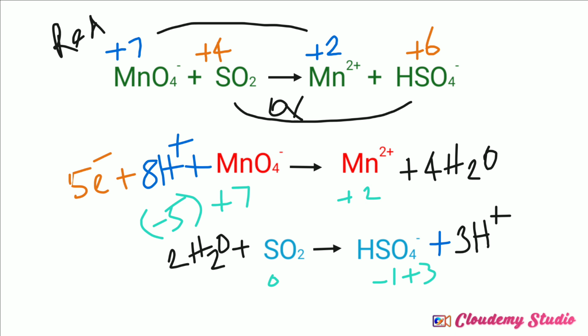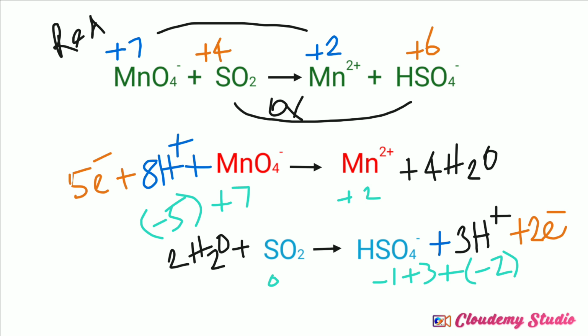1 minus 2 is required on the right hand side. Then only minus 3 plus 3, the charge will be 0. Then on both sides the charges will be equal. Therefore, now we are adding 2 electrons to the right hand side of this equation.